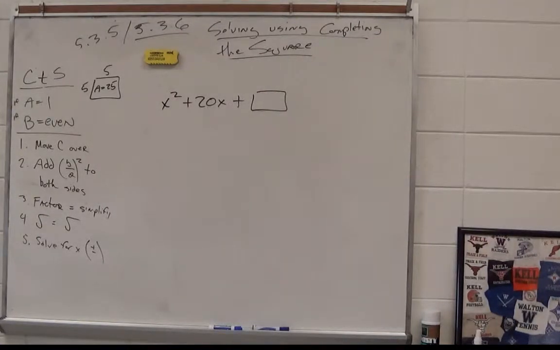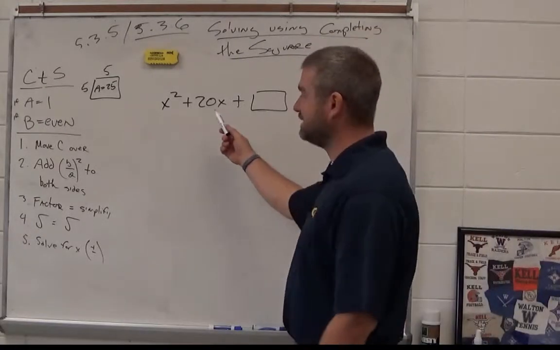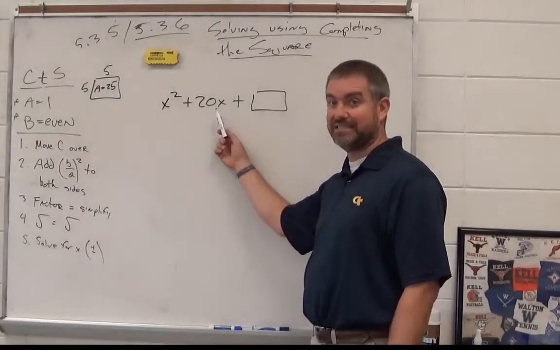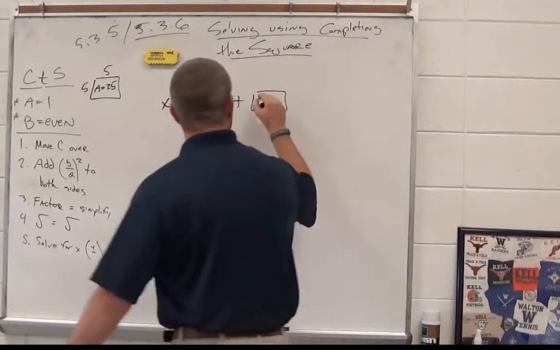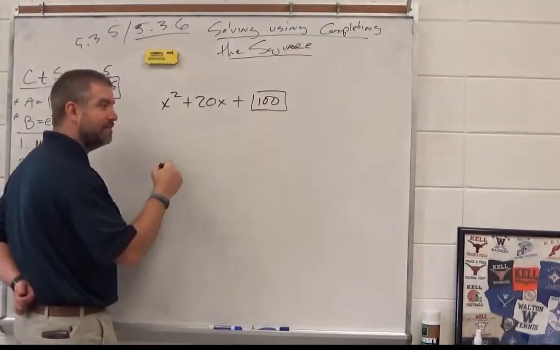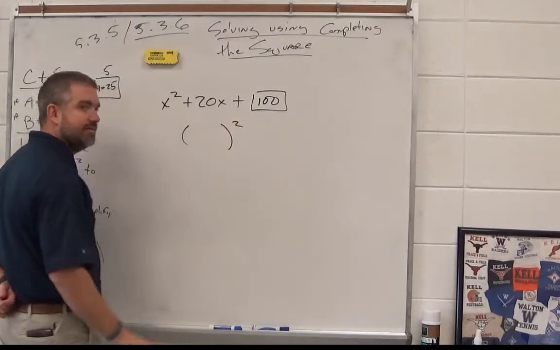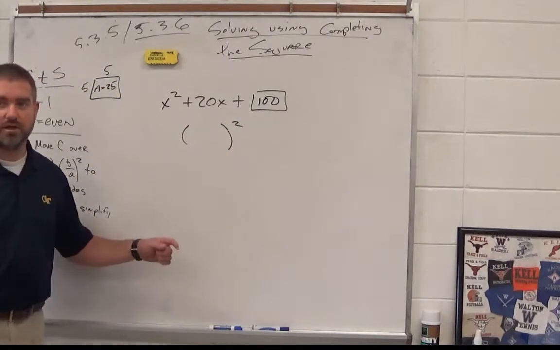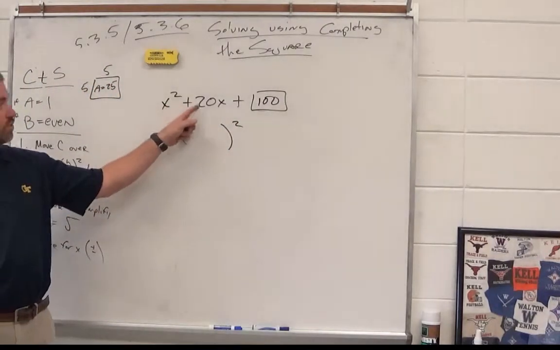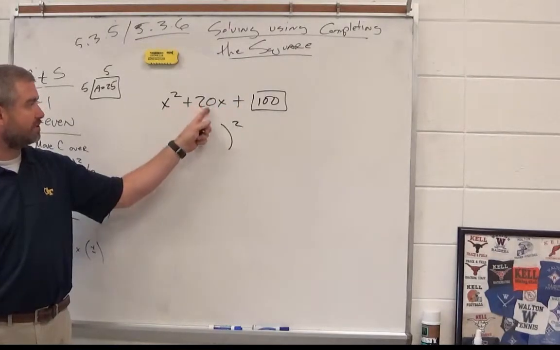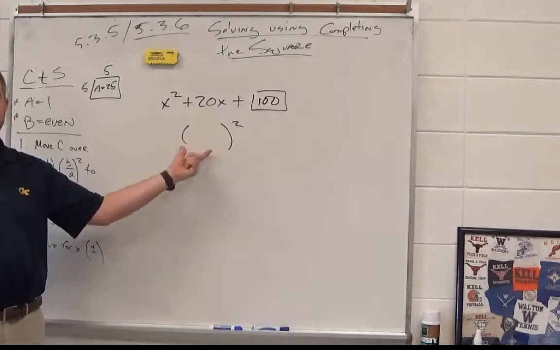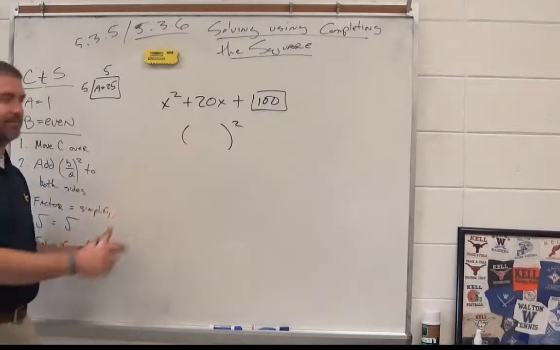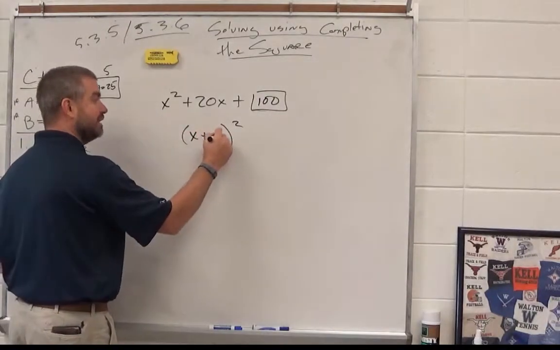100. Very good. How did you get that? Well, half of 20 is how much? 10. And what's 10 squared? 100. Very good. That's the first step. But then you need to be able to tell me what it would factor into. x squared plus 20x plus 100. What does that equal when I factor it? x plus 10 squared.